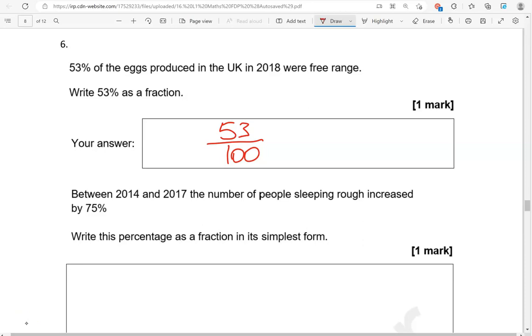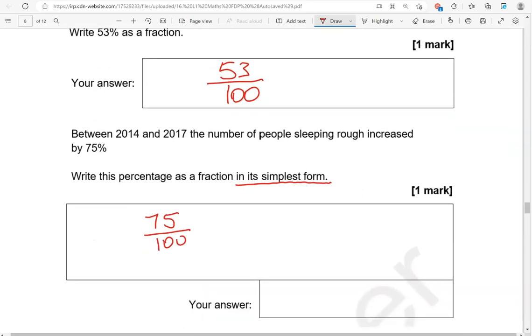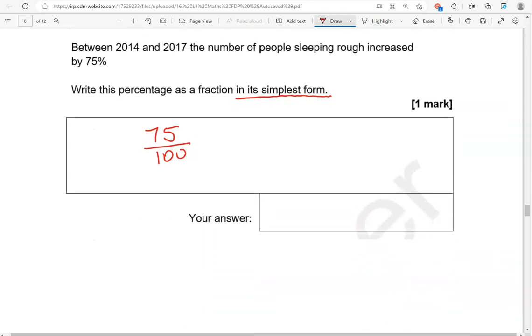Between 2014 and 2017, the number of people sleeping rough increased by 75%. Write this percentage as a fraction in its simplest form. Now we're told that we need to write the answer in its simplest form. So that is 75%. That is 75 out of 100. 75 hundredths. As this is such a common percentage, 75%, you might know straight away that this is 3/4.